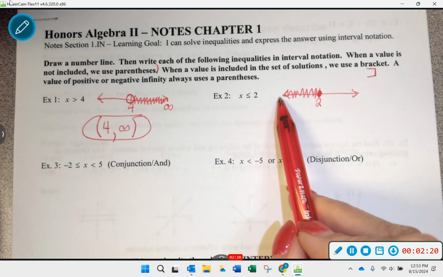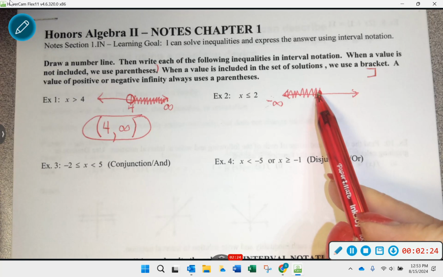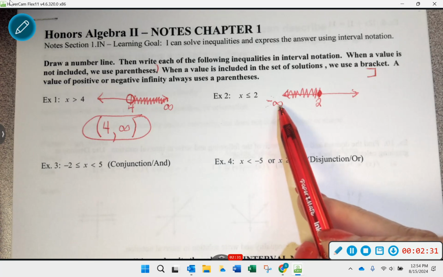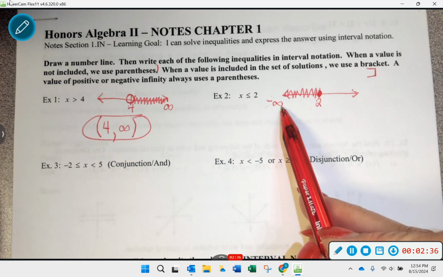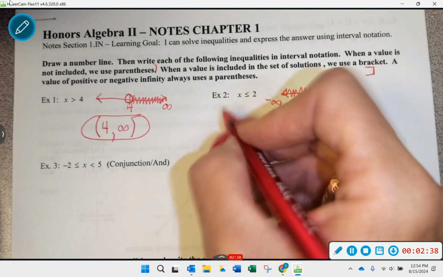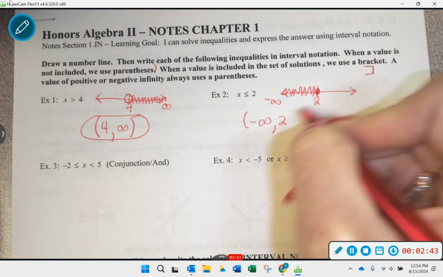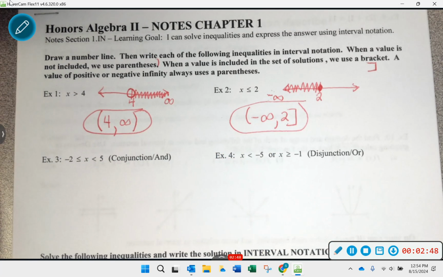So down here to the left, this is called negative infinity because these numbers keep getting smaller and smaller and smaller and smaller forever. So the way that I have to write this, I have to start with the smaller value. Is 2 smaller or negative infinity smaller? Negative infinity. So this would be called negative infinity, comma 2. And I'd have to use a bracket around the 2 to show that that is included. Any questions?